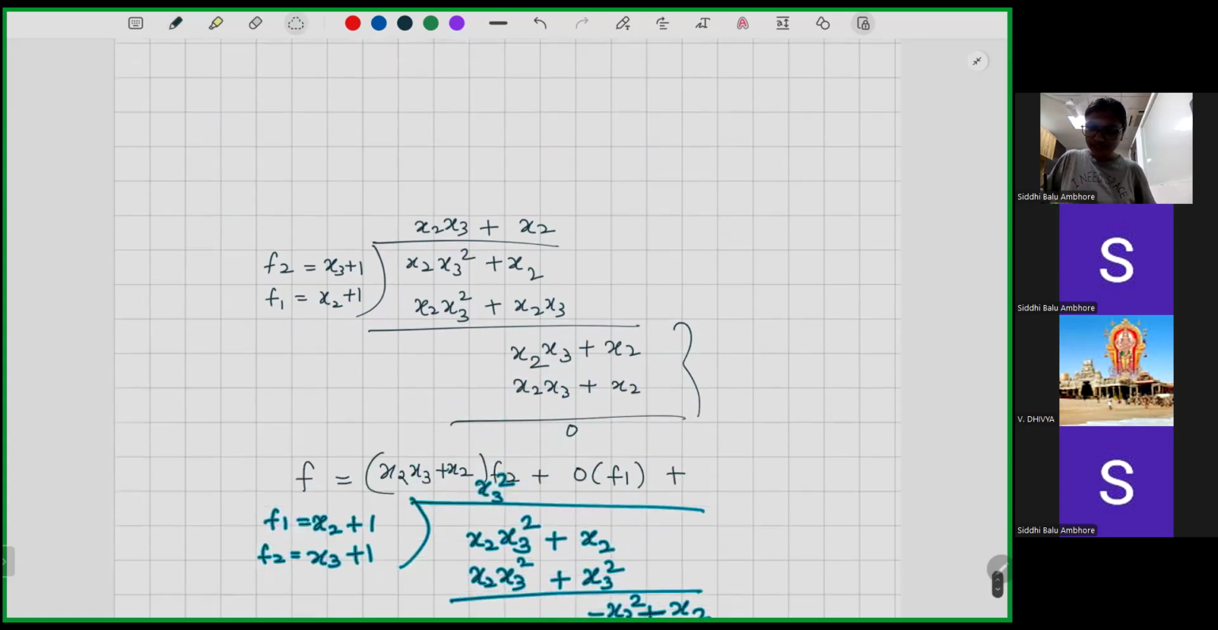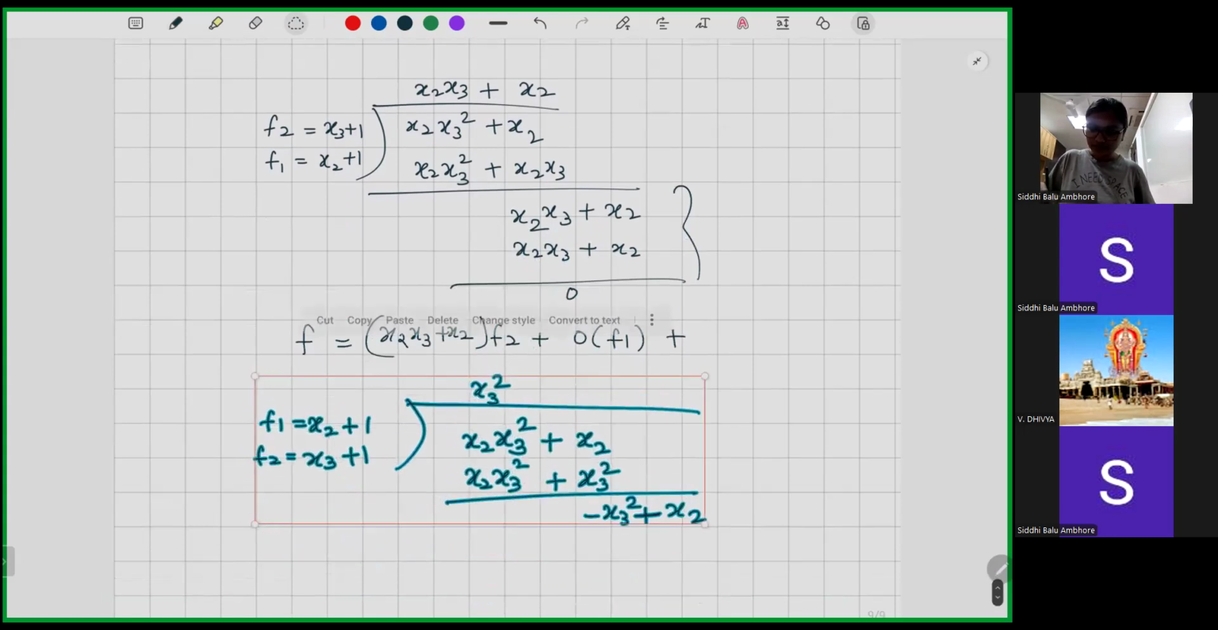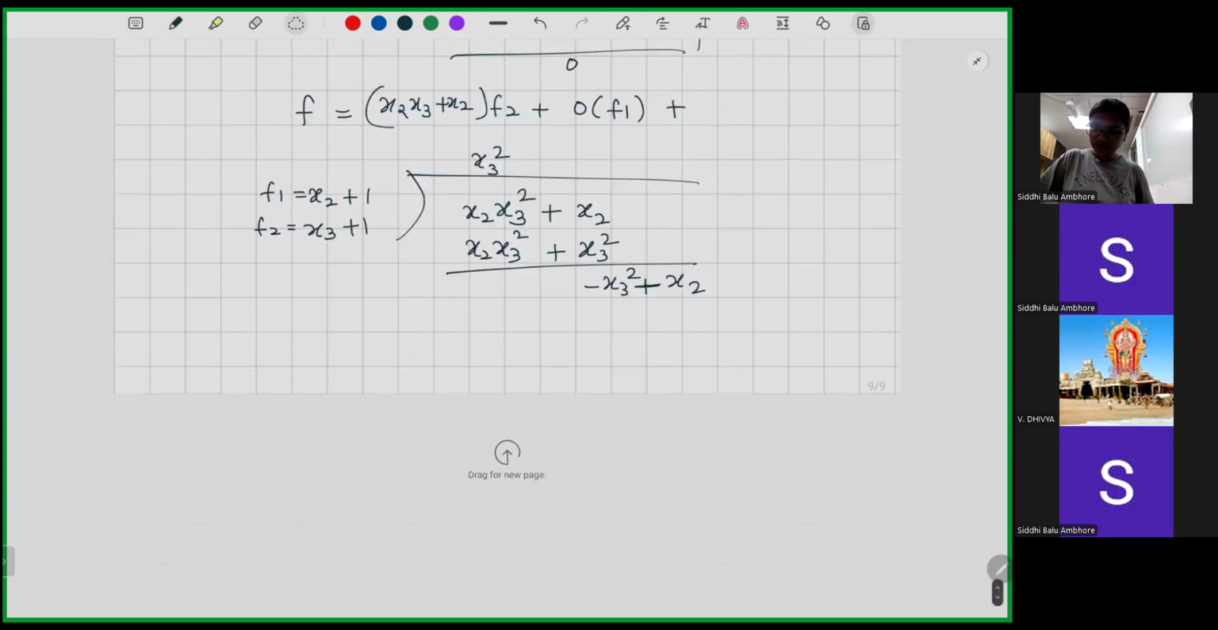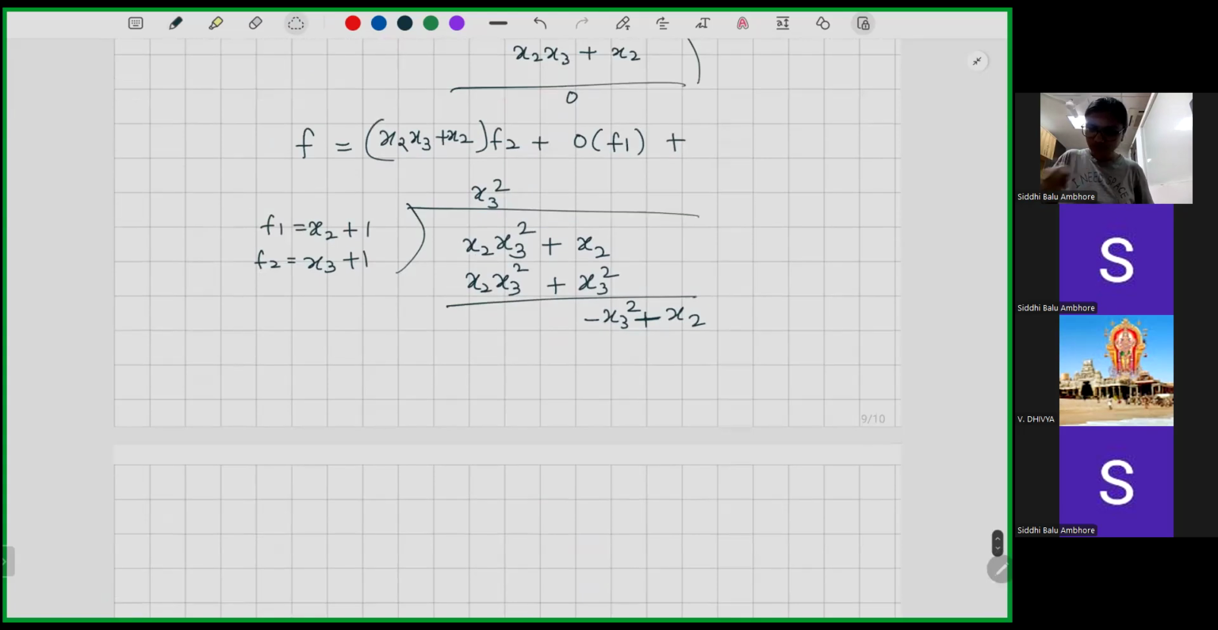Let me shift it to the next page. Or here maybe. And what to do now? We can subtract it using x3 also. That's not a problem, right? So if I do minus x3 with f2, it is minus x3 square minus x3. And when I divide it by, I get what? x3 plus x2. And I get some remainder here.